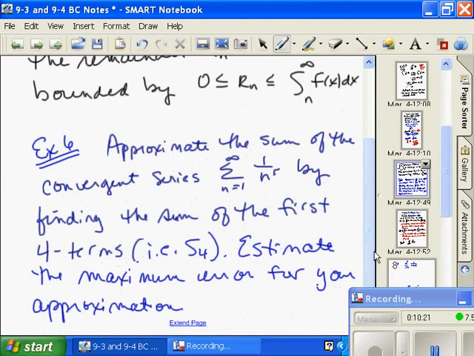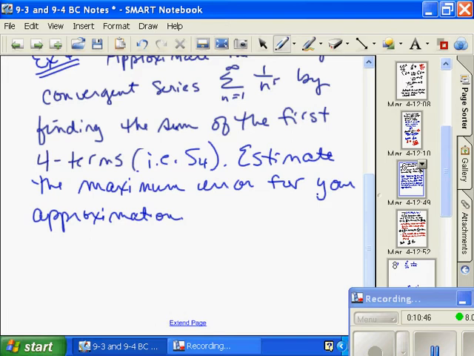Example 6 says to approximate the sum of the convergent series, the summation of 1 over n to the fifth, by finding the sum of the first four terms. First of all, we know it's convergent because it's a p-series where my p is equal to 5. That's greater than 1. So we know that that's going to converge. Then it also wants me to estimate the maximum error.